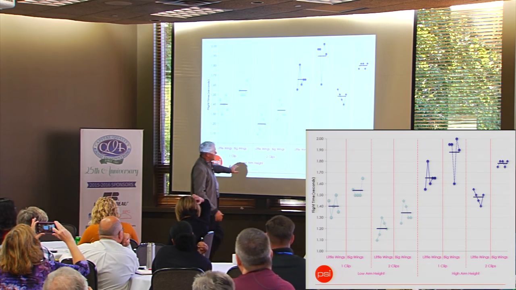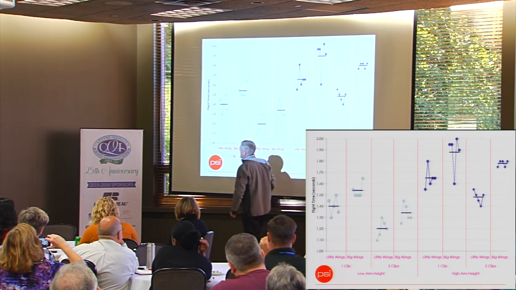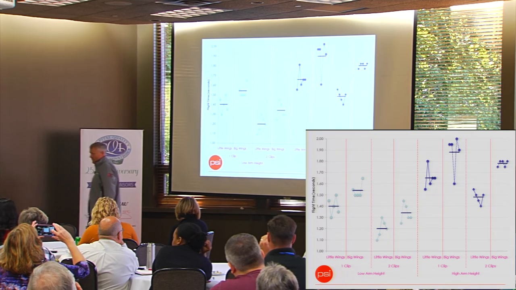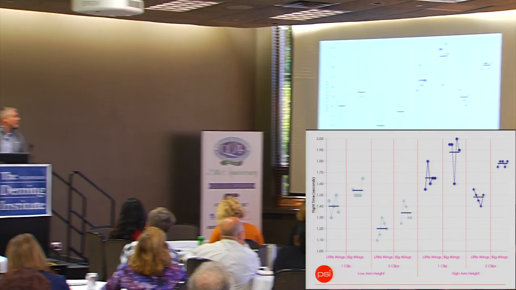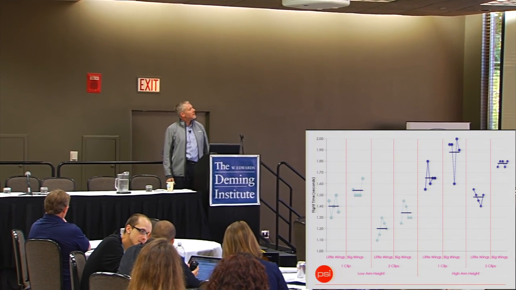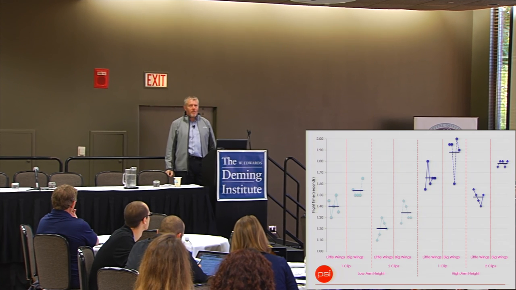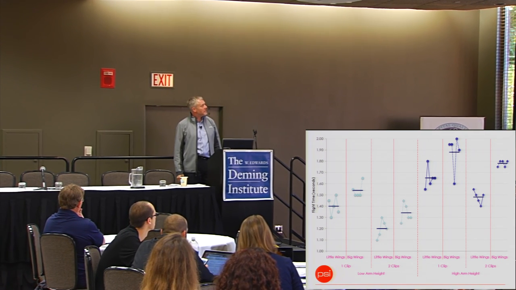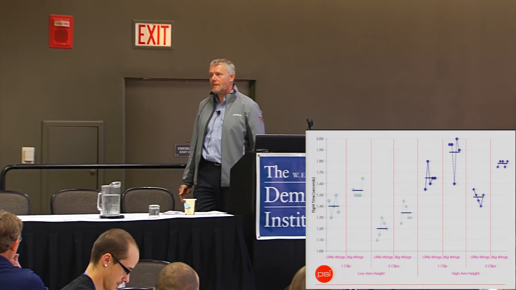And then low arm height versus high arm height, that's all these results versus all those results. You can see that in general, they all went up. So high arm height is better for higher flights. Now we have in there what looks like it might be a special cause signal with high arm height, one clip, and big wings.